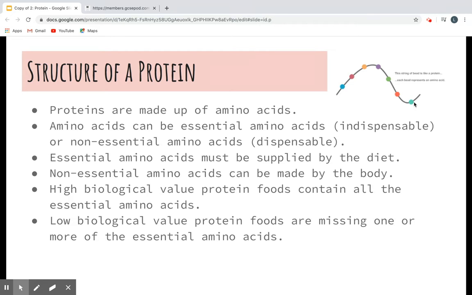Now, there's two different types of amino acids, so two different types of circles. You've got your essential amino acids, which can be called indispensable, and you've got your non-essential amino acids, which are called dispensable. Now, the essential amino acids need to be obtained from our diet. Okay, so the essential need to be obtained by our diet, by what we eat. The non-essential are made by our body anyway. So it's the essential amino acids that are important.